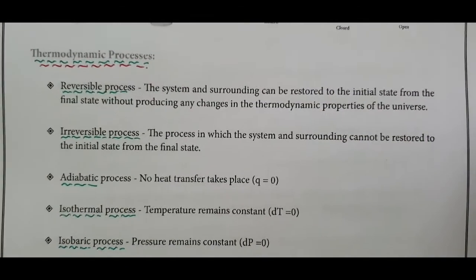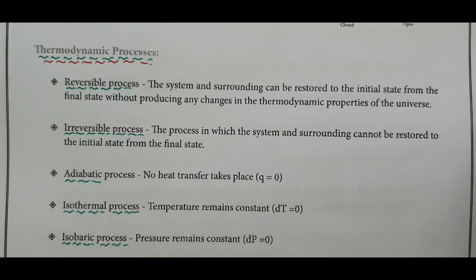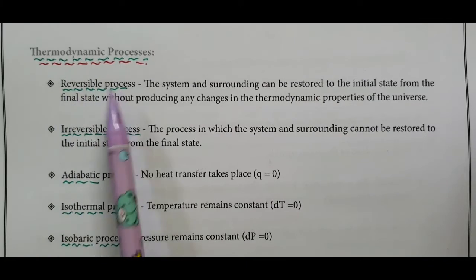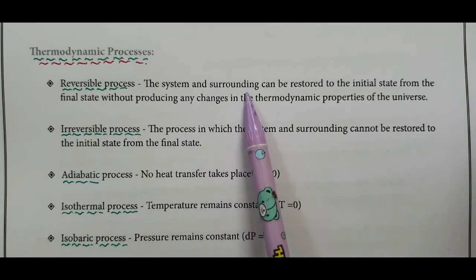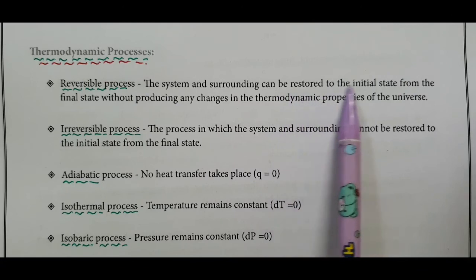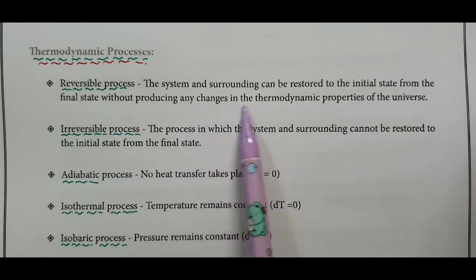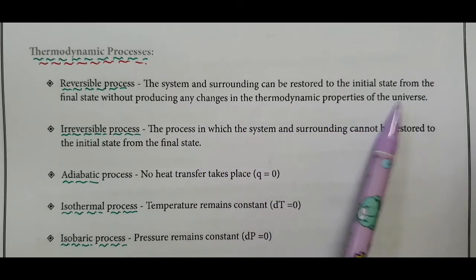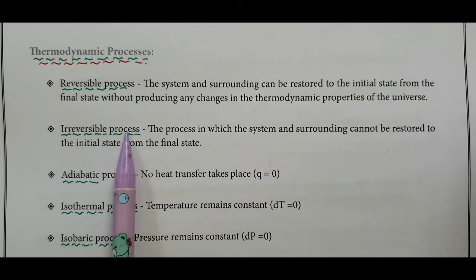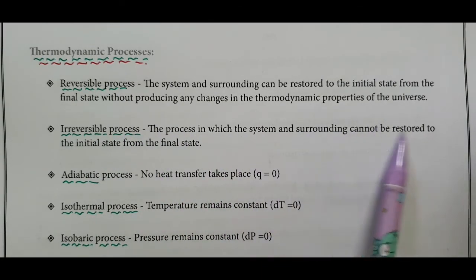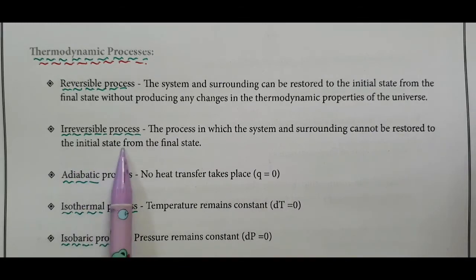Come to thermodynamic processes, very easy processes. First one is reversible process. The system and surrounding can be restored to the initial state from the final state without producing any changes in the thermodynamic properties of the universe. Irreversible process: the process in which the system and surrounding cannot be restored to the initial state from the final state. Adiabatic process: no heat transfer takes place.